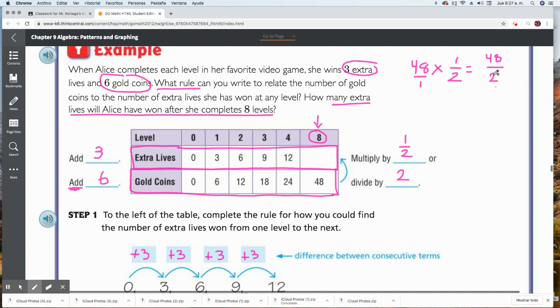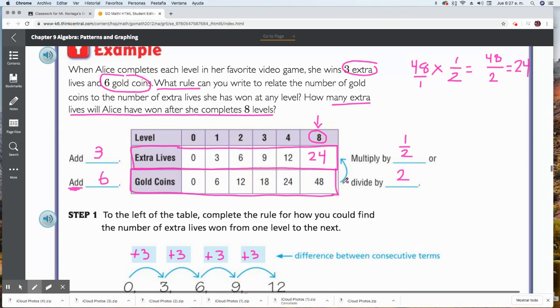So I need to divide 48 by 2. 2 times 2 is 4, so that's 2, and then 2 times 4 is 8. So that would be the answer, 24. So on level 8, Alice will have 24 lives and 48 coins.